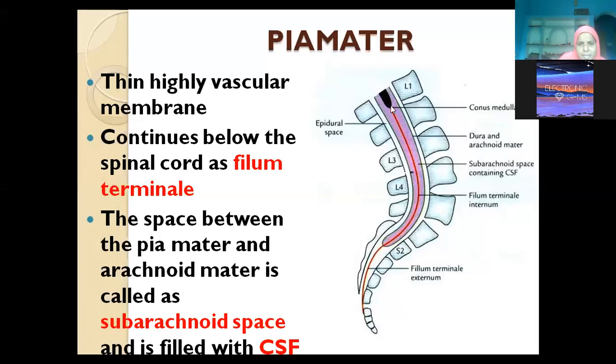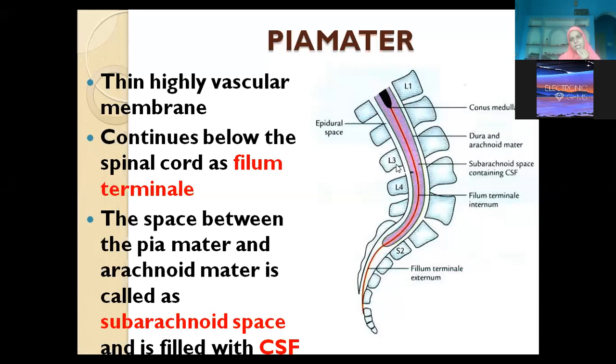Filum terminale is nothing but the extension of pia mater, which you can see here, extending from the conus medullaris. Then it is extending downwards. If it is covered with dura, we call it filum terminale internum. And if it is not covered with dura, as you can see here, this whole outline is actually dura mater, isn't it? It's not covered with dura, you call it filum terminale externum.